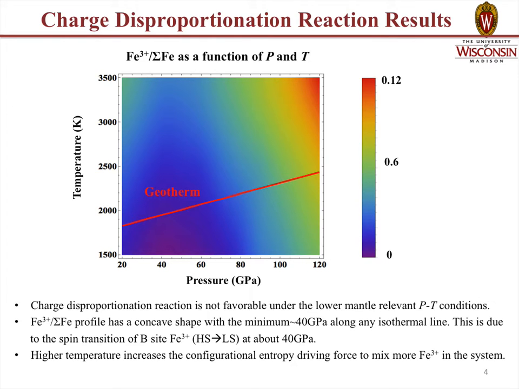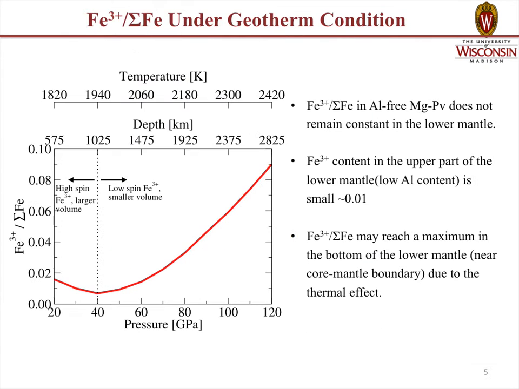When the pressure goes higher than 40 GPa, the spin transition occurs. High spin Fe3+ transfers to low spin state with a smaller volume. It makes low spin Fe3+ stable at high pressure range. Therefore, the Fe3+ fraction keeps increasing when the pressure is above 40 GPa.